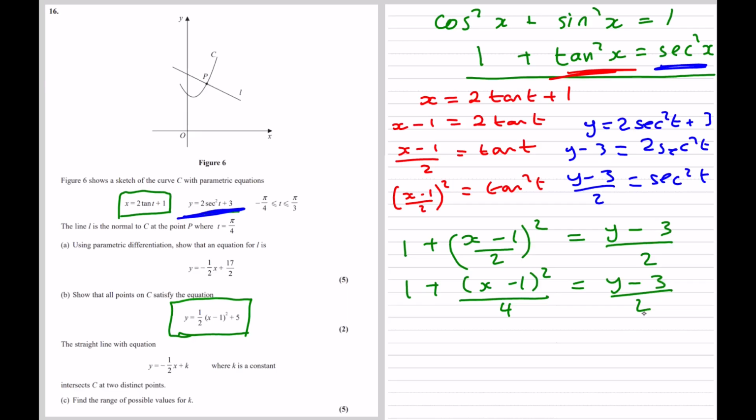Now I'm going to get rid of the fractions. So if I multiply everything by 2, times each term by 2, that would be 2 plus (x minus 1) squared over 2. So if I double it, I can cancel off the 2, equals y minus 3. And then I'm just going to add 5 to both sides.